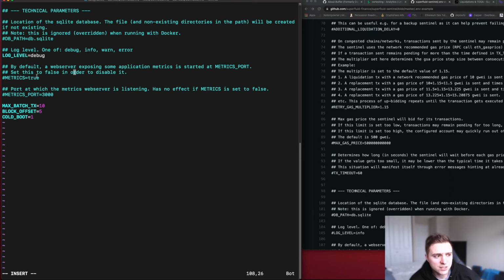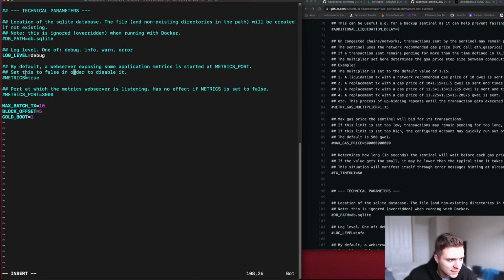This metric section is set as true by default. It will give you some metrics on port 3000 wherever you're running your Sentinel, and you can customize the port if you want, or you can just turn it off entirely if you'd like as well.